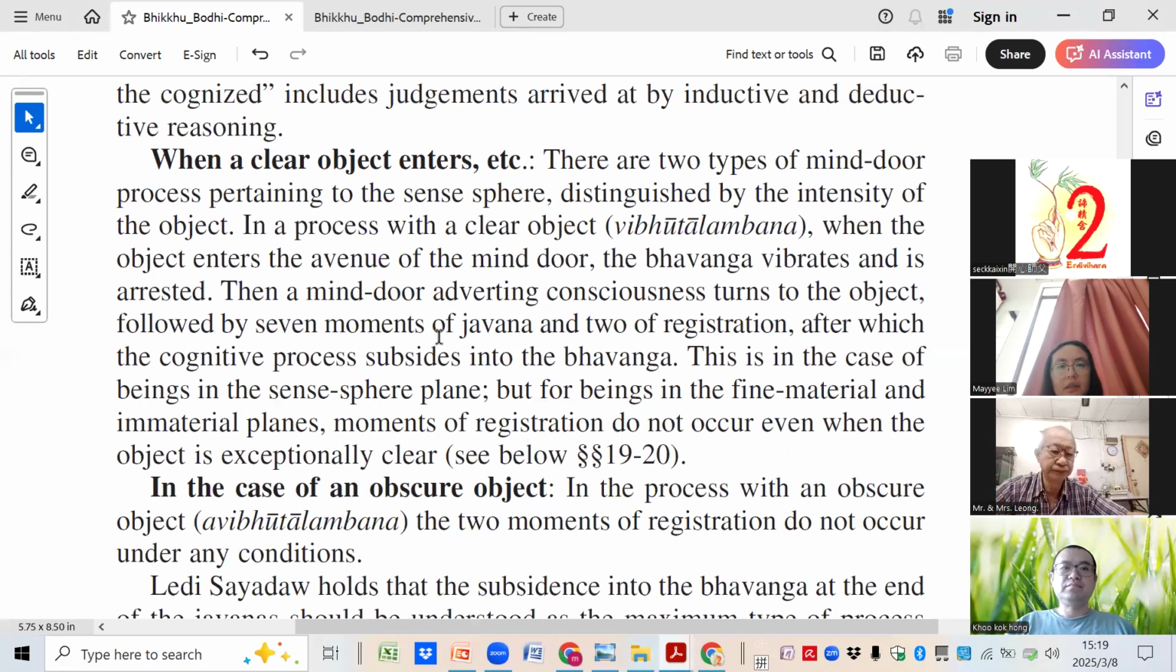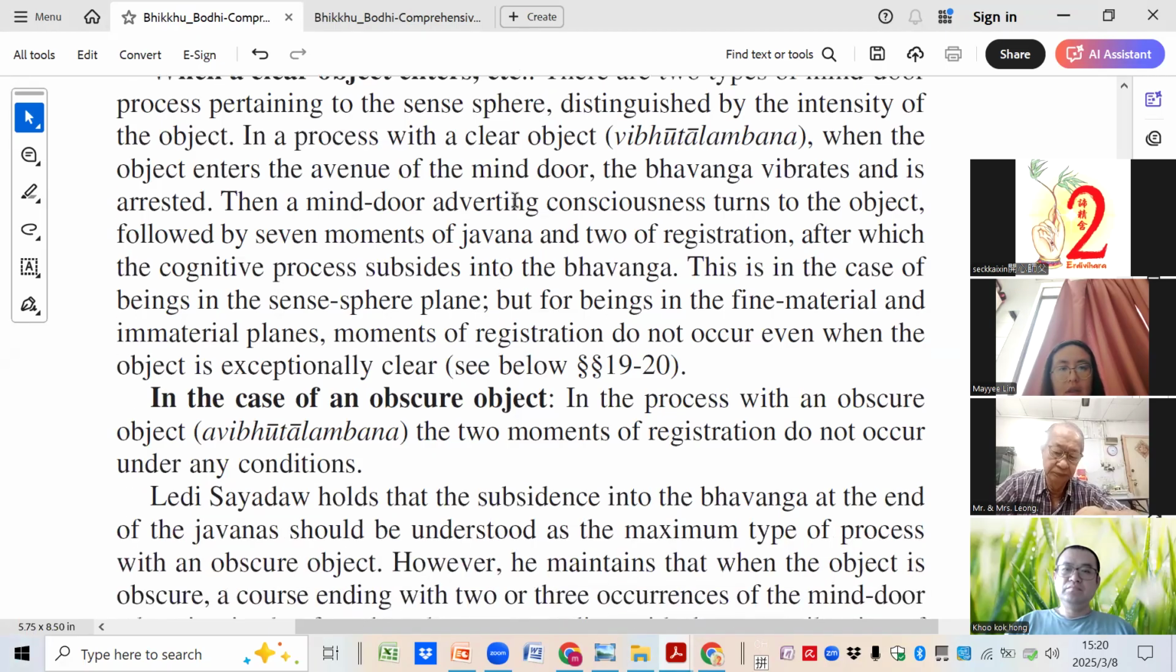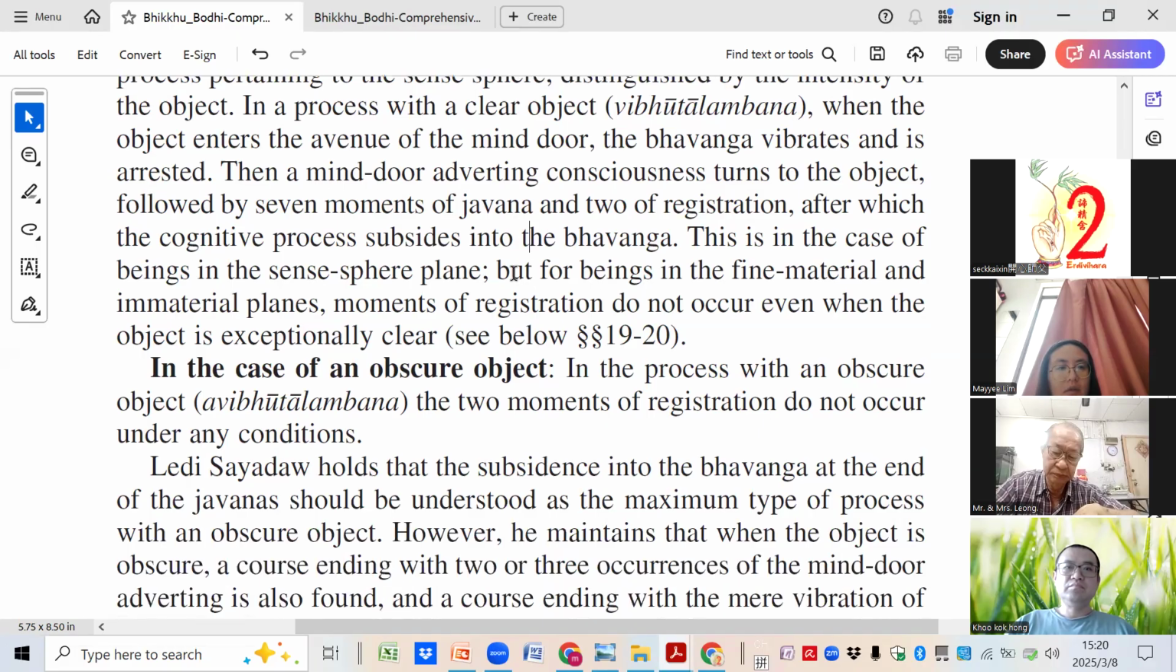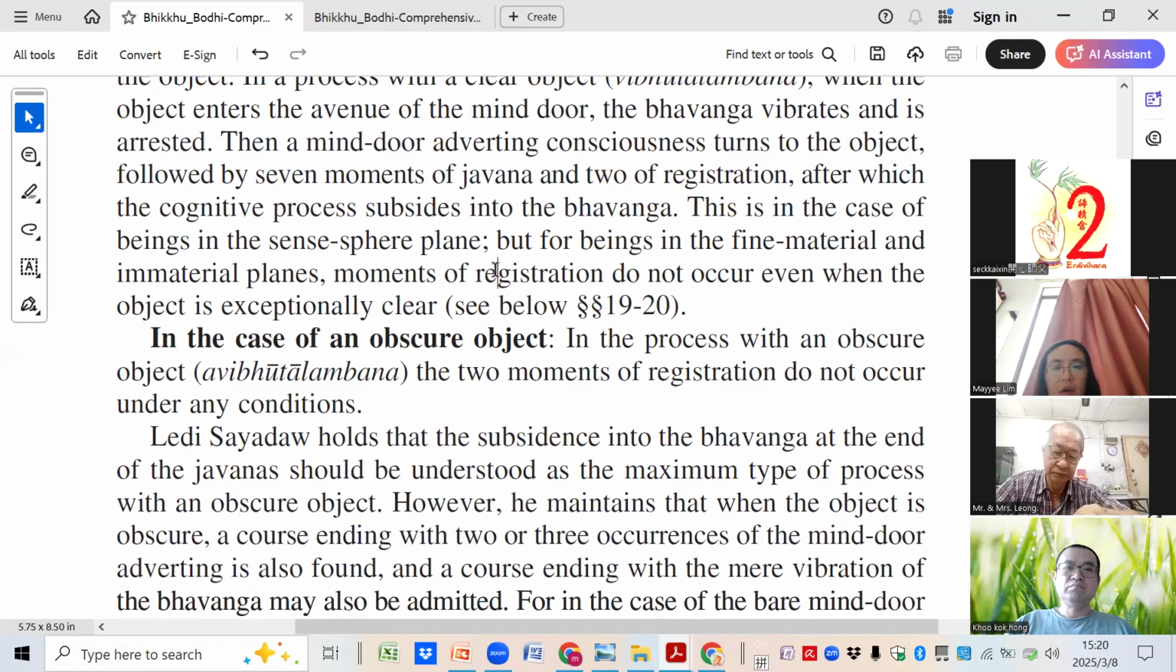When a clear object enters, there are two types of mind door process pertaining to the sense sphere, distinguished by the intensity of the object. In a process with a clear object, vibhutalambana, when the object enters the avenue of the mind door, the bhavanga vibrates and is arrested. Then a mind door averting consciousness turns to the object, followed by 7 moments of javana and 2 of registration, after which the cognitive process subsides into the bhavanga.